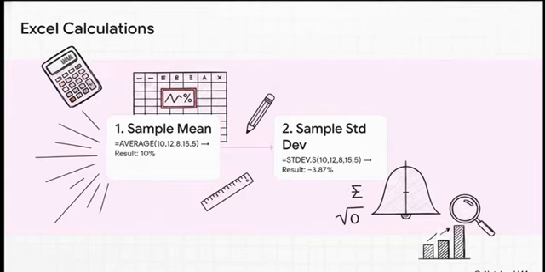Now for standard deviation, this is super important. You have to use the sample formula. In Excel, that's stdev.s. Do not use stdev.p, which is for the whole population. That is a classic exam trick. Using the right one, stdev.s, gives us about 3.87%. You've got to have these calculations down cold.